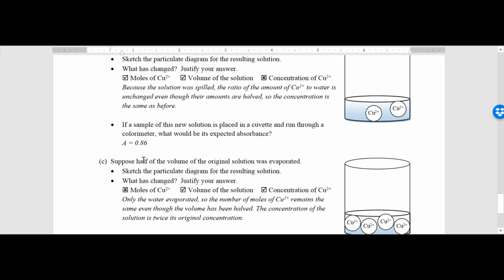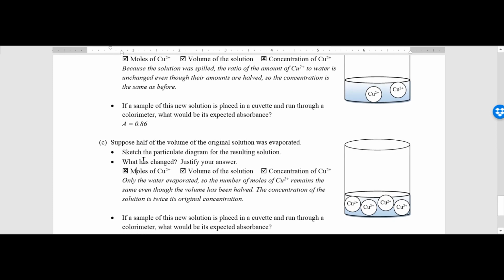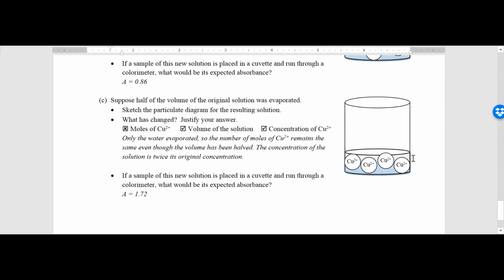And so C, it says, suppose half of the volume of the original solution was evaporated. Sketch the picture, a particle diagram for the resulting solution. So if half of our water was evaporated, so we just heated it up, or maybe we left it out for too long, half of our water is gone, but the copper isn't gone because copper is too heavy to evaporate, so just the water is gone. So we still have the same amount of moles. We still have 4 coppers. Right, so the moles did not change. The volume definitely changed, right?